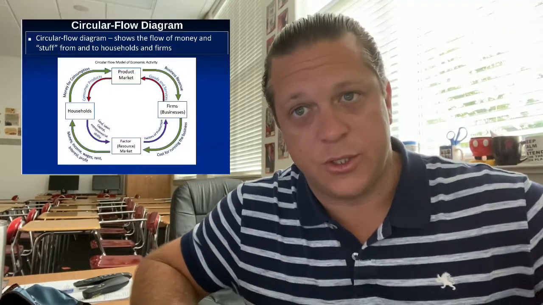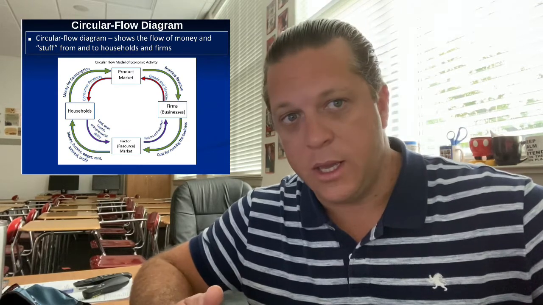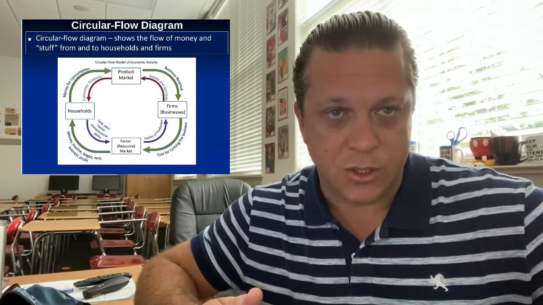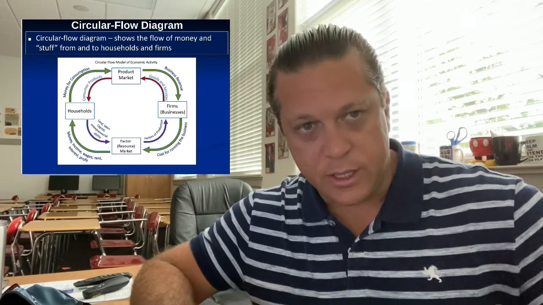Now, this brings us to the circular flow model. The circular flow model shows us the flow of money and of goods and services, as well as inputs, in an illustrated fashion. So we see the households and the firms coming together to transact in both of these markets. And what we'll see is that there is always a voluntary exchange where one person is receiving one thing and the other entity is receiving the other thing.